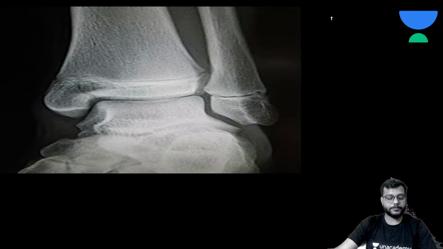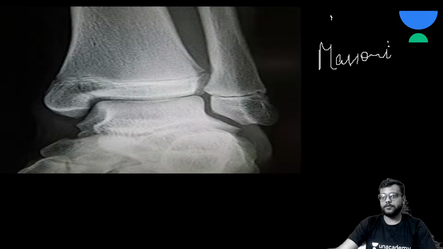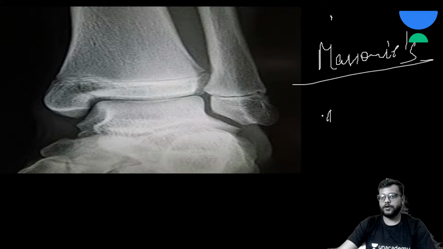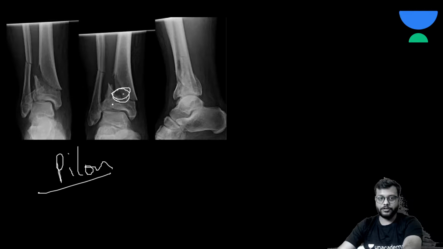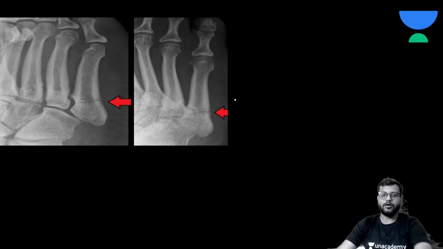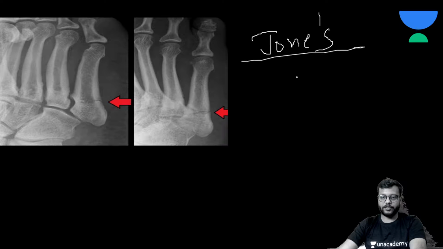Now, what is this? This is Maisonneuve fracture, fracture of neck of fibula. Okay, this is Pilon fracture, fracture of the distal ankle, and especially distal tibia with comminution. Okay, this is all comminuted. This is Jones fracture, fracture of base of fifth metatarsal.